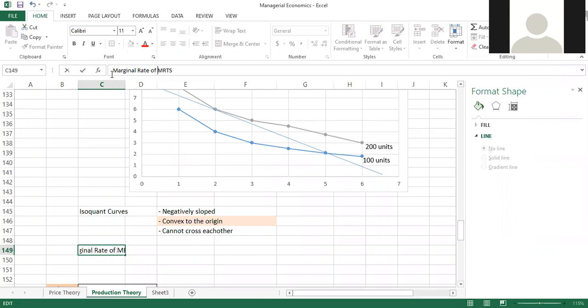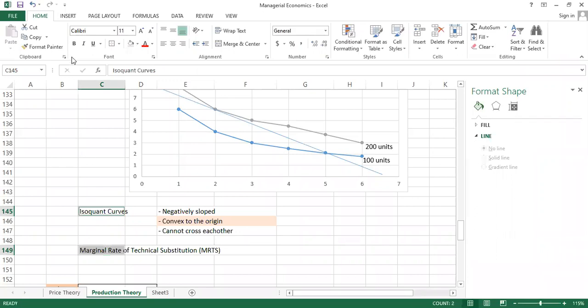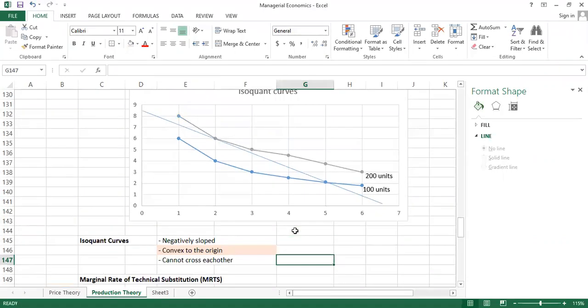Marginal rate of technical substitution, which is commonly known as MRTS. We also call it MRTS of labor for capital. So this is applicable only for imperfect substitution. For perfect substitutes and complements, we cannot apply it.